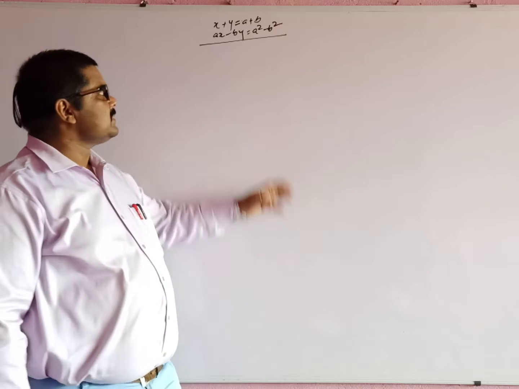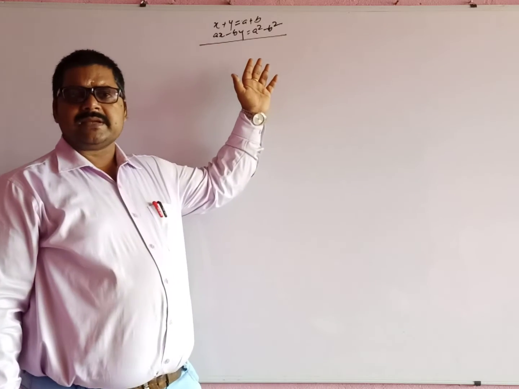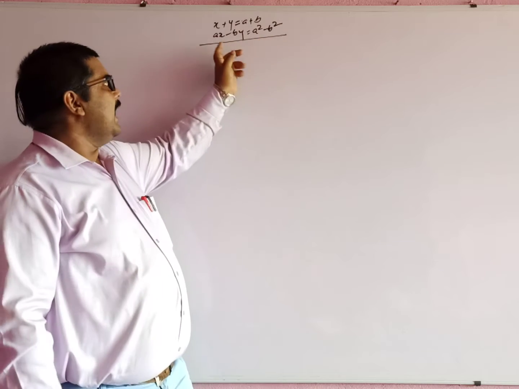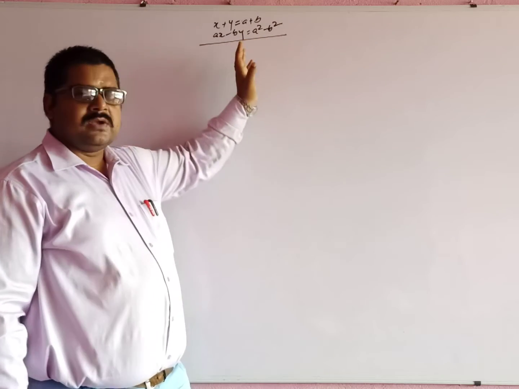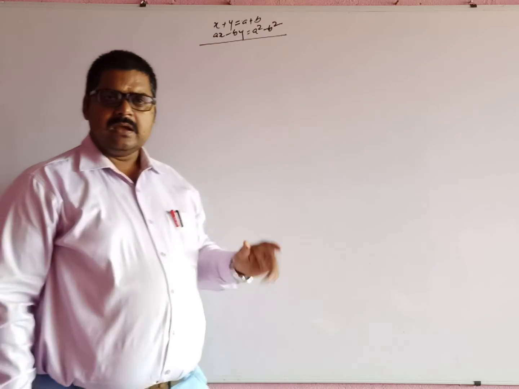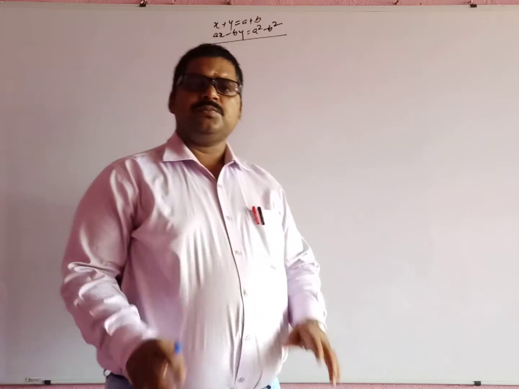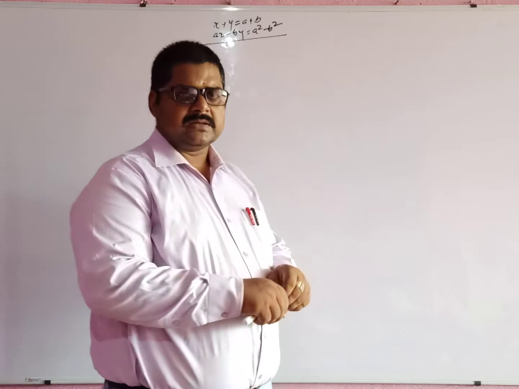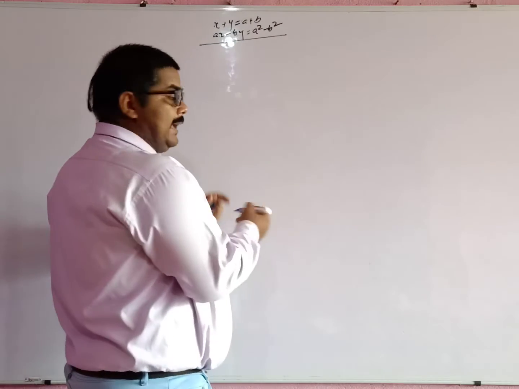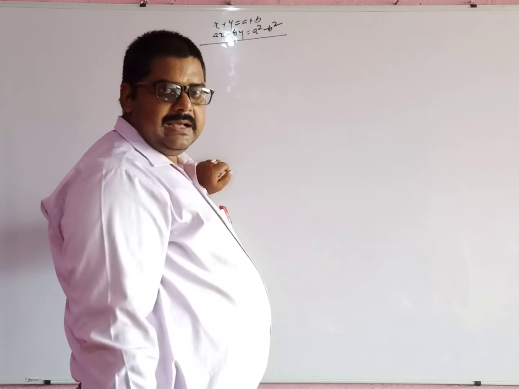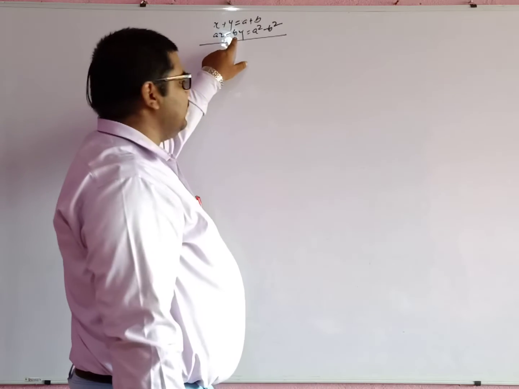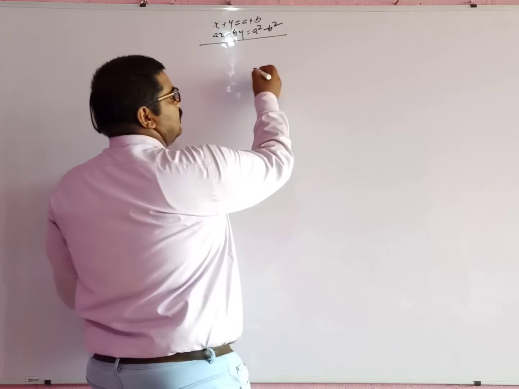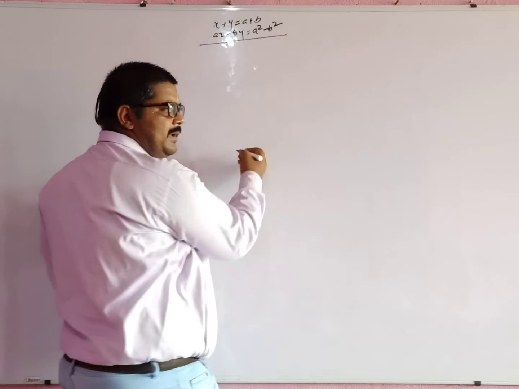My dear students, another question I have just taken: x plus y is equal to a plus b, and ax minus by is equal to a square minus b square, and you have to do this sort of calculation by substitution method, where a and b, you know very well, are real numbers, and a and b cannot be equal to 0. The same technique you have to apply.